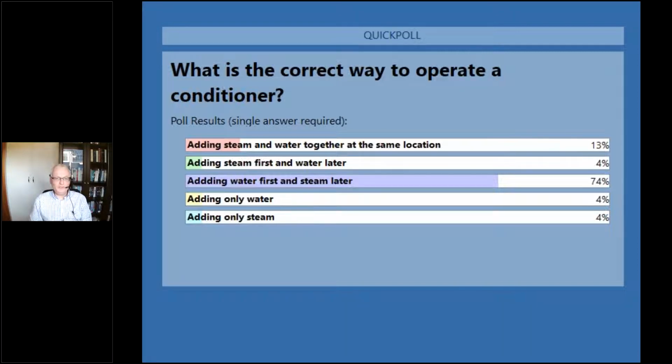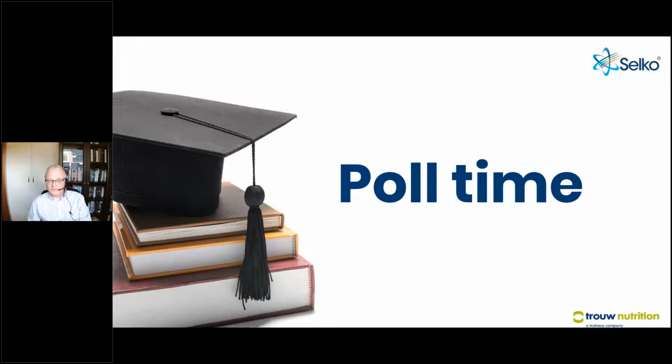Yes, 74% for adding water first and steam later. And that is indeed the correct answer. So that's what we just discussed. Water needs time to penetrate the particles, and steam acts very fast, so that can be added later. That was the correct answer.